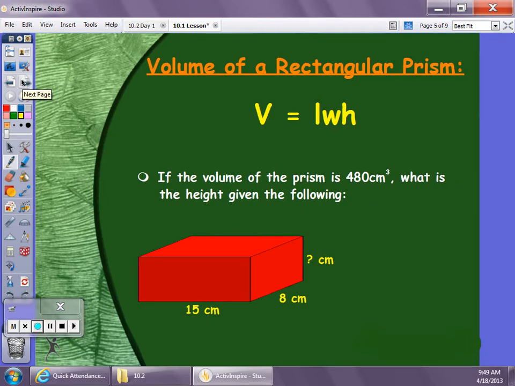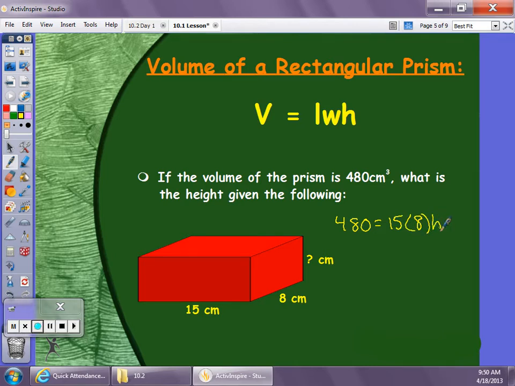We can also use the volume formula to find one of the missing lengths, widths, or heights, or one of the dimensions. So if the volume of the prism is 480 centimeters cubed, what is the height given the following information? So we have 15 centimeters, 8 centimeters, and we don't know the height. So using what we know with our equation, we can say that 480 centimeters cubed is equal to 15 times 8, and we're looking for the height, so we're going to say times h.